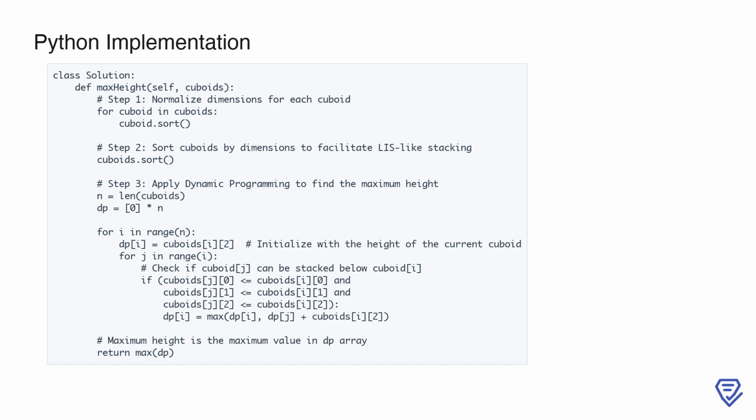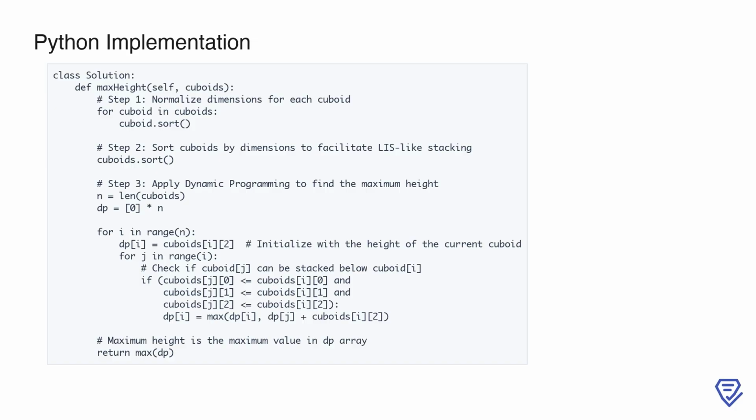Explanation of the code. Step 1. Normalize dimensions. The code begins by sorting the dimensions of each cuboid individually. This ensures that for each cuboid, the smallest dimension represents the length, the middle dimension represents the width, and the largest dimension represents the height. Sorting the individual cuboids simplifies comparison when determining stackability.